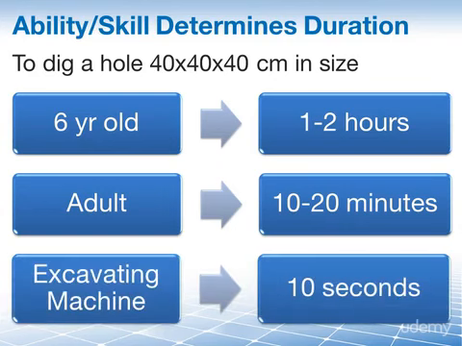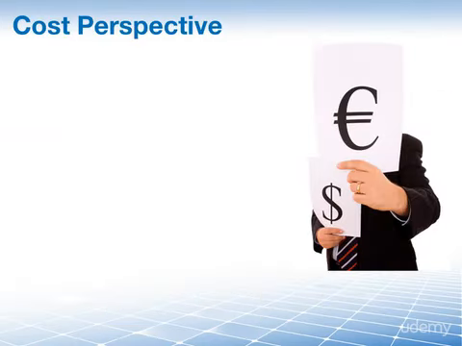A modern excavating machine, on the other hand, would complete the task in about 10 seconds or so. And if you had hundreds of these holes to dig, it would likely be the best choice of resources. In addition to considering duration when choosing resources, it's also very important to look at these resources from a cost perspective. After all, each resource has a cost associated with it, an hourly rate maybe, and selecting one type of resource over another can have an impact on your project cost.